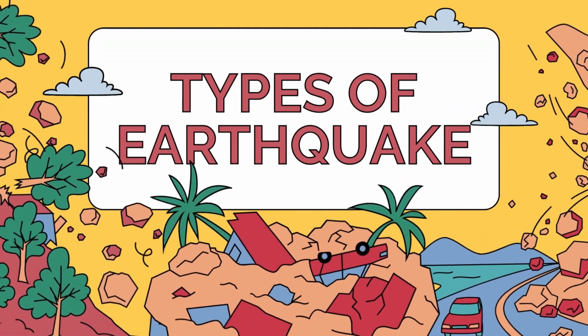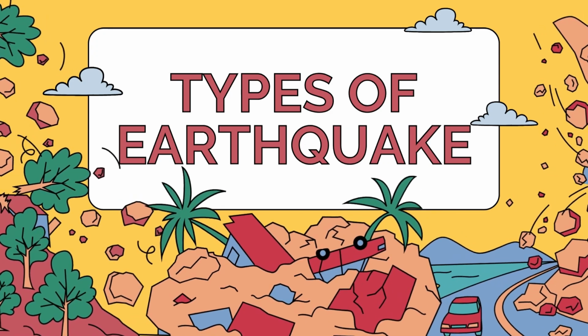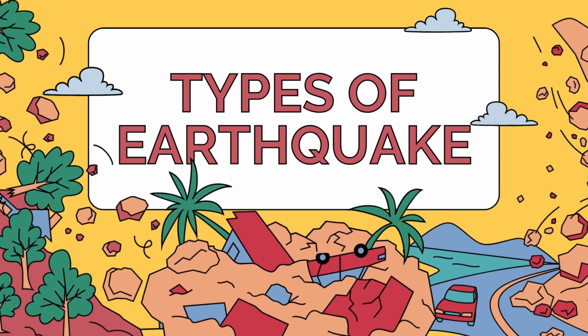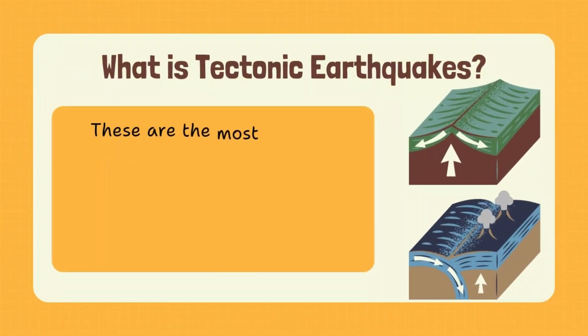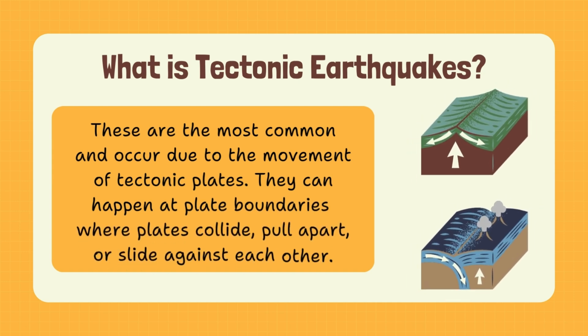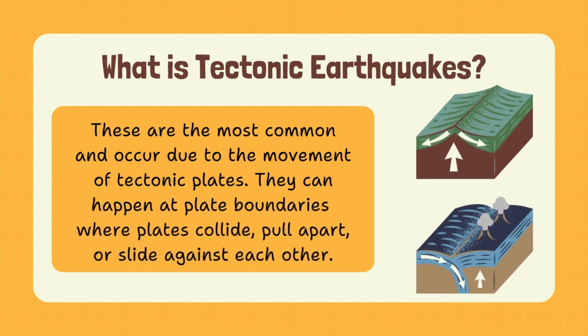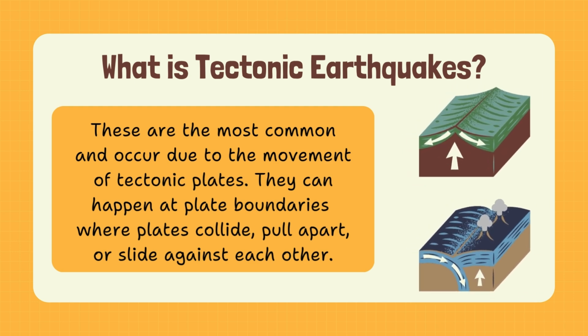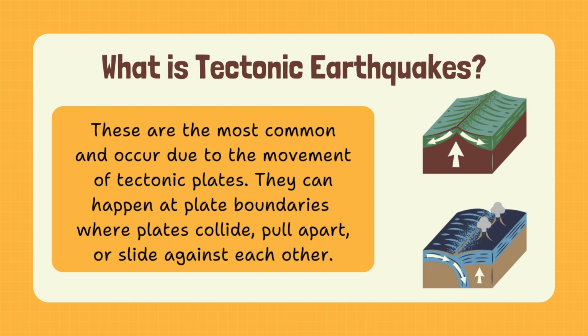Types of earthquakes. There are different types of earthquakes based on how they occur. Tectonic earthquakes. These are the most common and occur due to the movement of tectonic plates. They can happen at plate boundaries where plates collide, pull apart, or slide against each other.